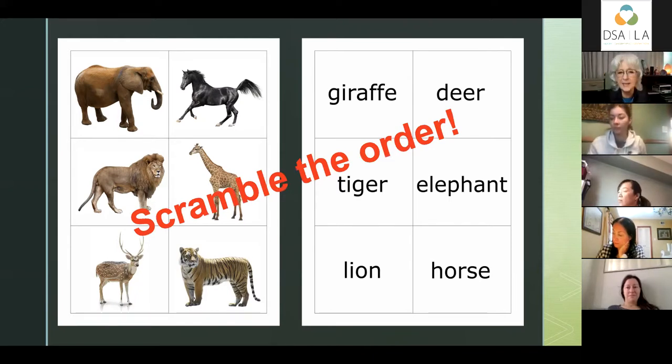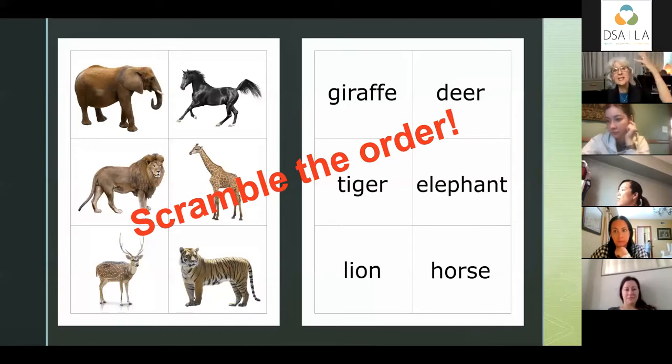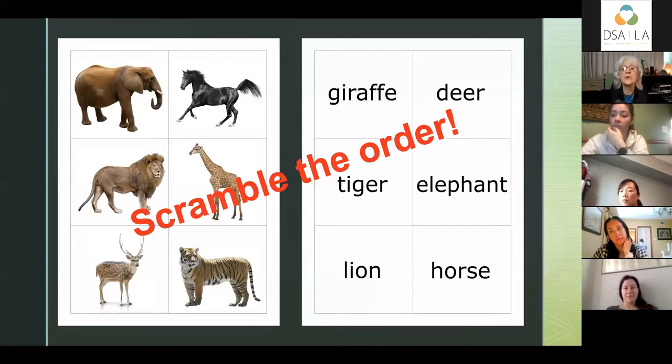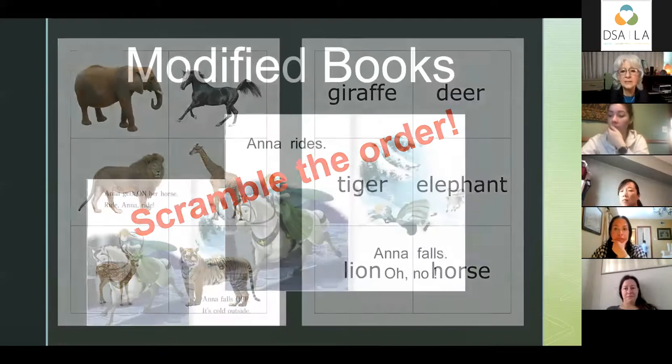So for example, if you had copied the identical order of the animals for the word board, an elephant was up top left, and you hand the child the picture of the elephant and you ask him to put it on the right place on the word board, he's going to go up top left, because he remembers where the elephant picture was. Our kids are so smart that way. So you scramble the order, so there's no way he can use that as a crutch.